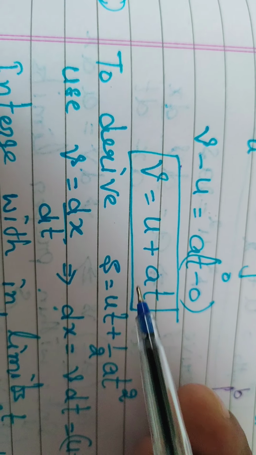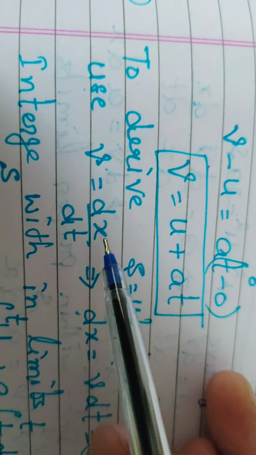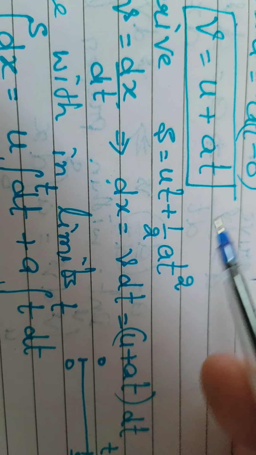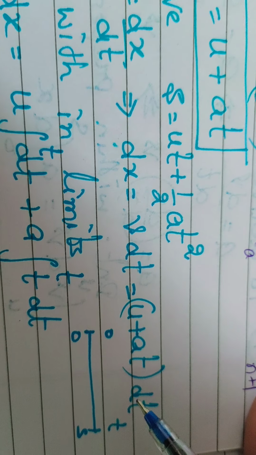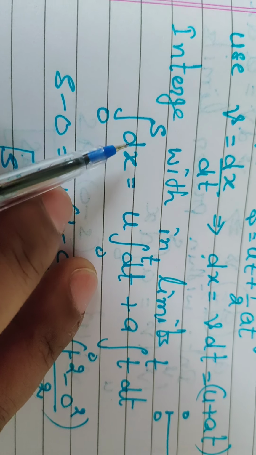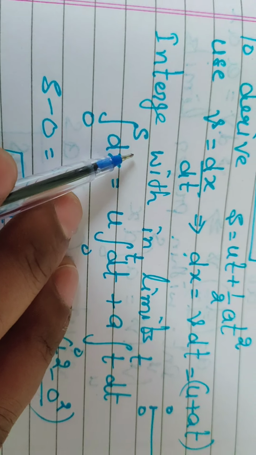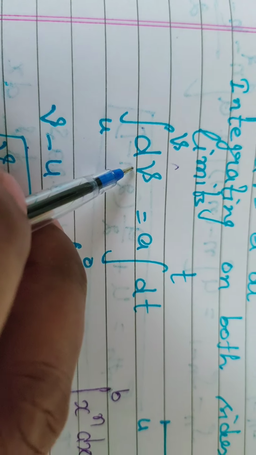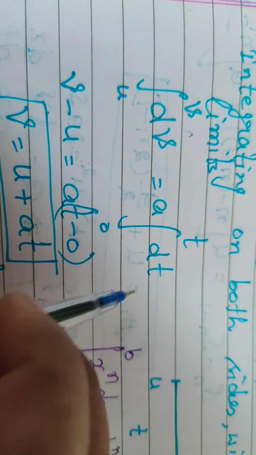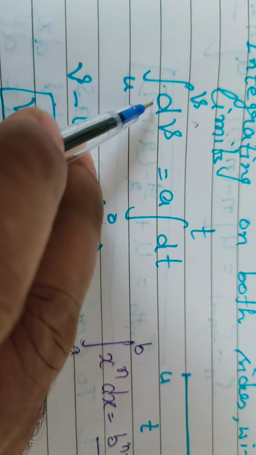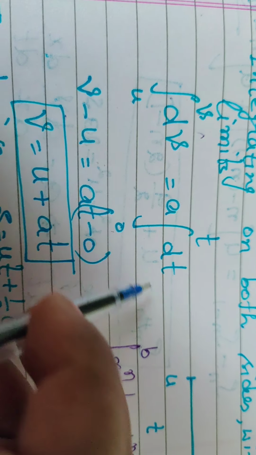So for deriving s is equal to ut plus half at square, use the definition of velocity, cross multiply time, put the value of v, u plus at. Open the bracket, integrate it on both the sides, dx from 0 to s. Now be careful about choosing the limits. If it is velocity, you have to consider the limits of velocity. If it is time, you have to consider the limits of t. Be careful in choosing the sign dv or dt.